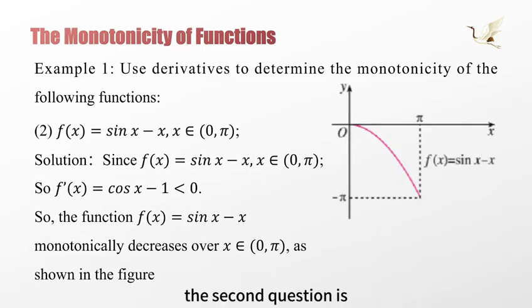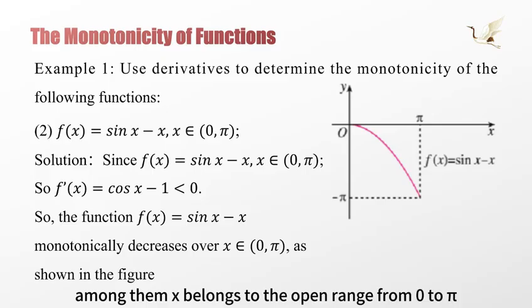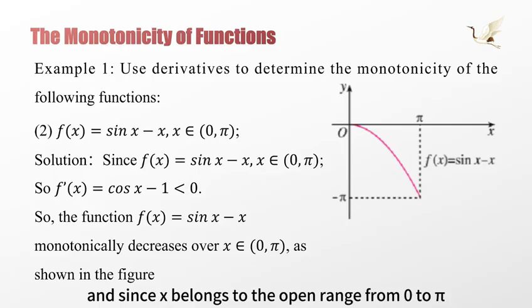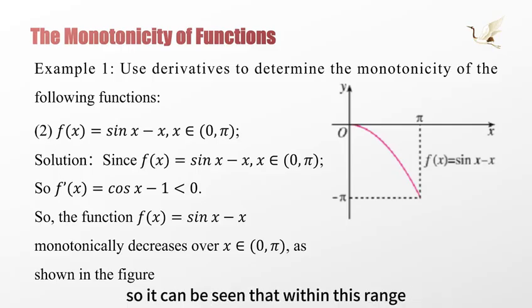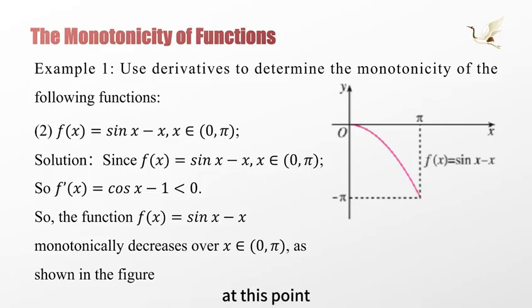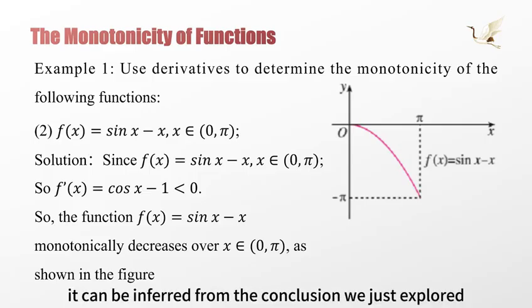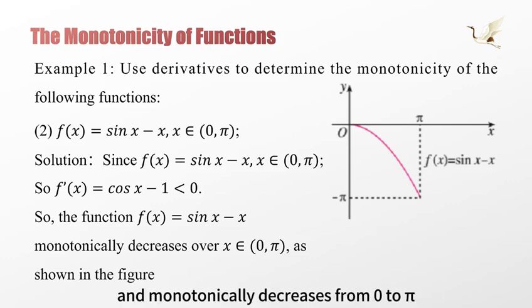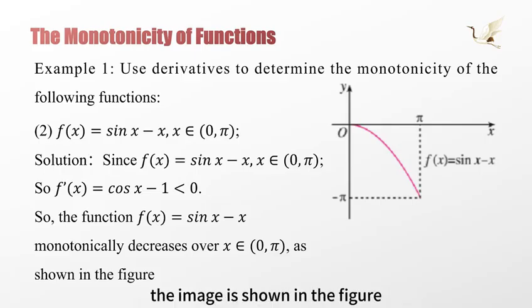The second question: f(x) equals sine x minus x, where x belongs to the open interval from 0 to pi. Taking the derivative, we obtain cosine x minus 1. Since x belongs to the open interval from 0 to pi, within this range cosine x is always less than 1. Therefore, the derivative function is always less than 0. From the conclusion we just explored, the function f(x) monotonically decreases on the open interval from 0 to pi. The image is shown in the figure.